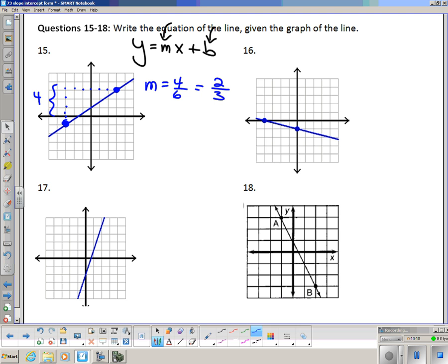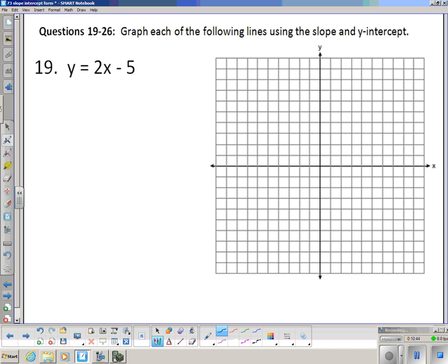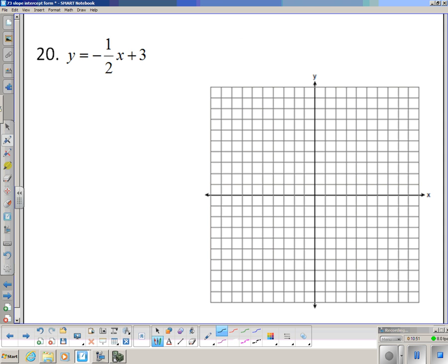And the y-intercept is where the graph intersects the y-axis, which is right at this point here, the point 0, 1. And we just grab the y value of that point, and that's the b. So I'm going to write y equals my slope, 2/3, times x plus 1. And it's that simple. Then you should be able to do the rest of those. And I'm going to do one graphing example with you. I'm not going to do number 19, I'm going to do number 20 with you.